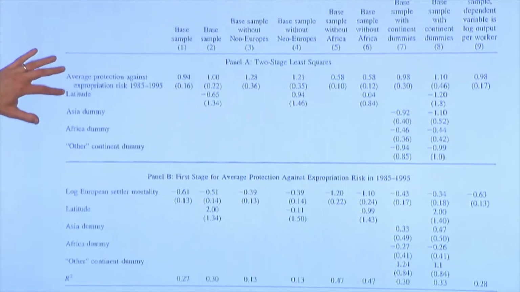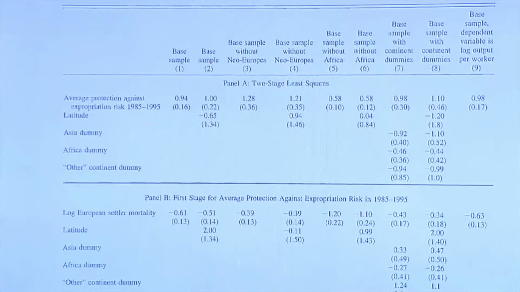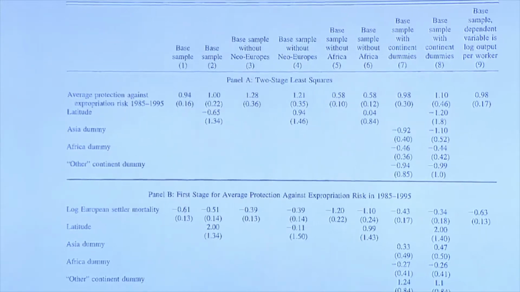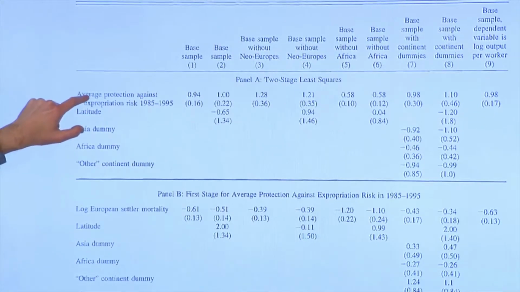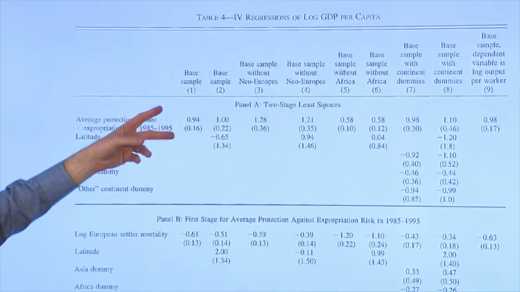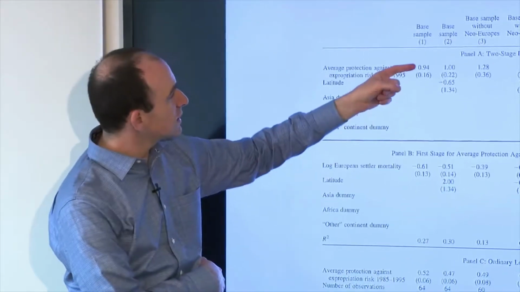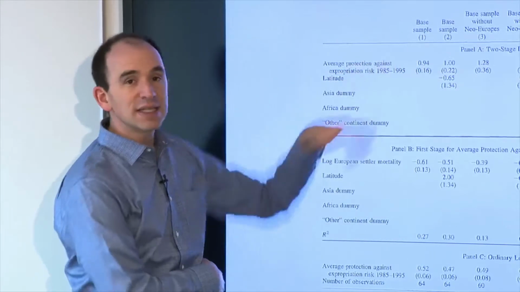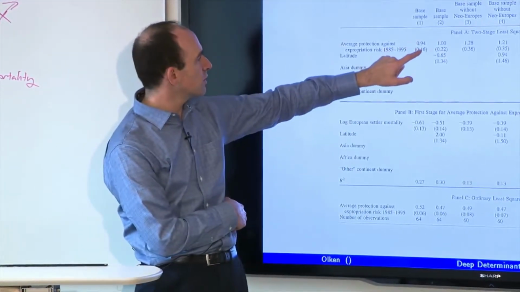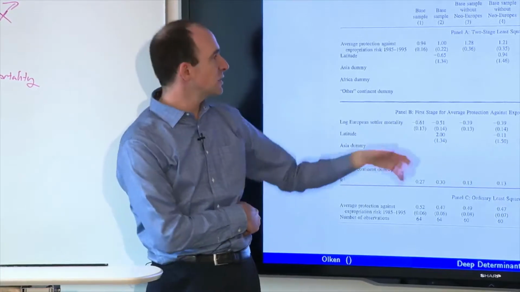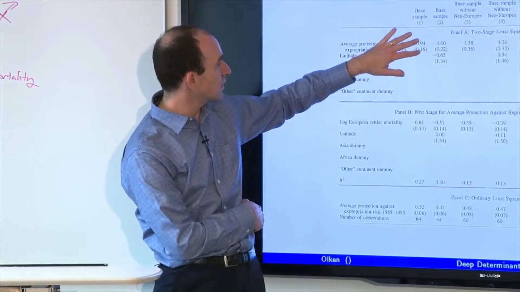And then they're going to just show you the two stage least squares, but you can think of this as the instrumental variables effect. That's going to be the effect of expropriation risk on log GDP per capita. So for example, that's going to be 0.94. So how do we know it's statistically significant? We know it's statistically significant because we can divide 0.94 by 0.16 to get a t ratio. And as we talked about earlier, if the ratio between the coefficient and the standard error is greater than about 2, we know this is statistically significant. So this has got a t-ratio of something like 5, so this is definitely statistically significant. Okay, so this is a strong statistically significant effect.